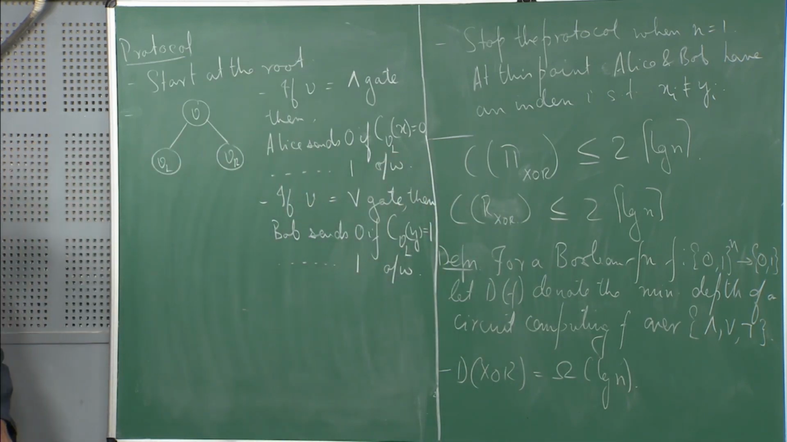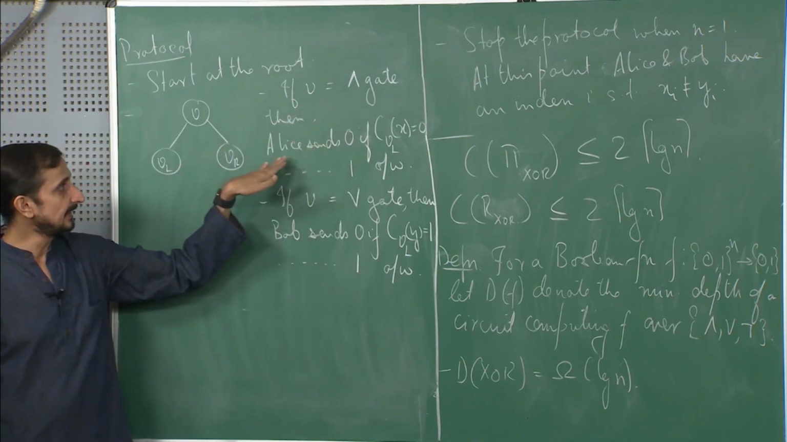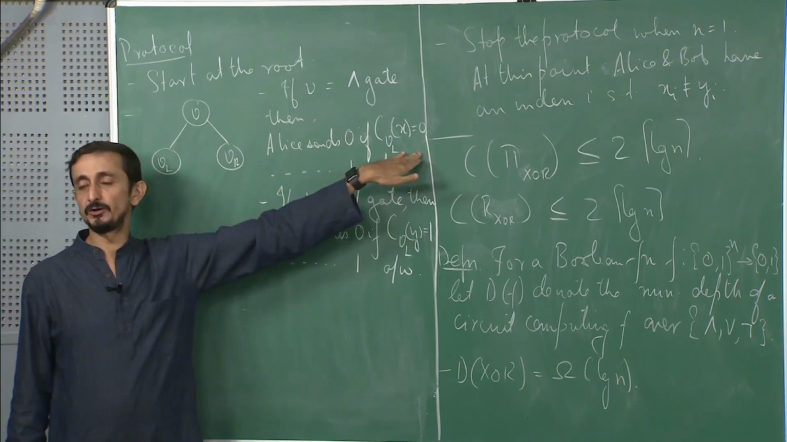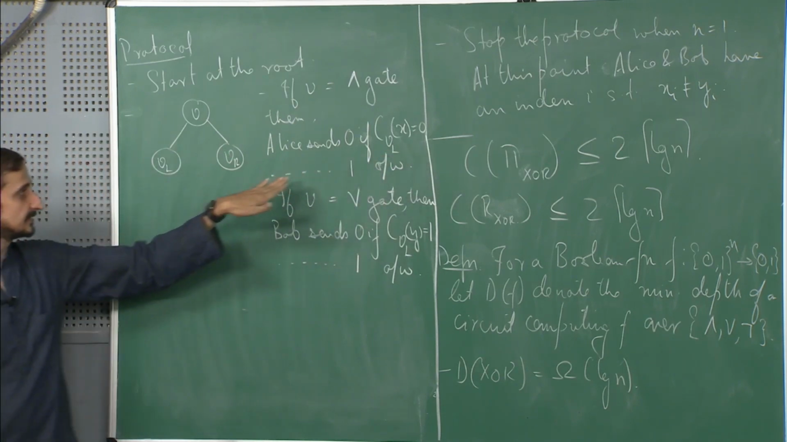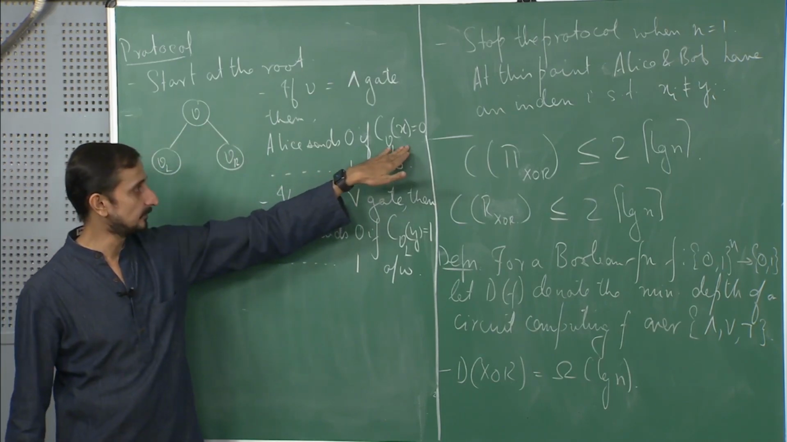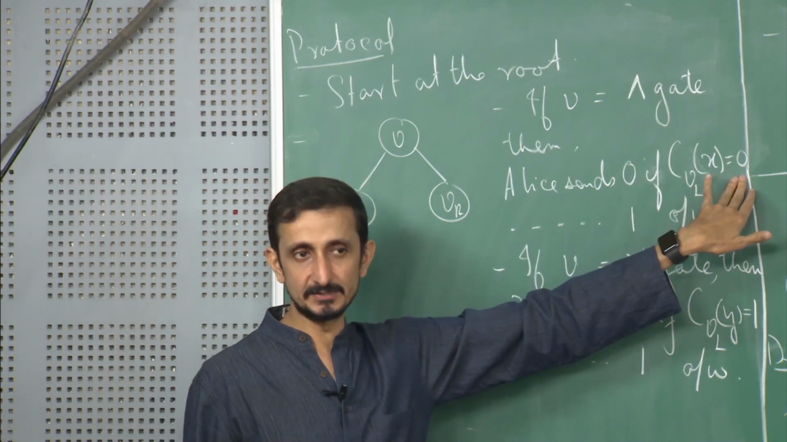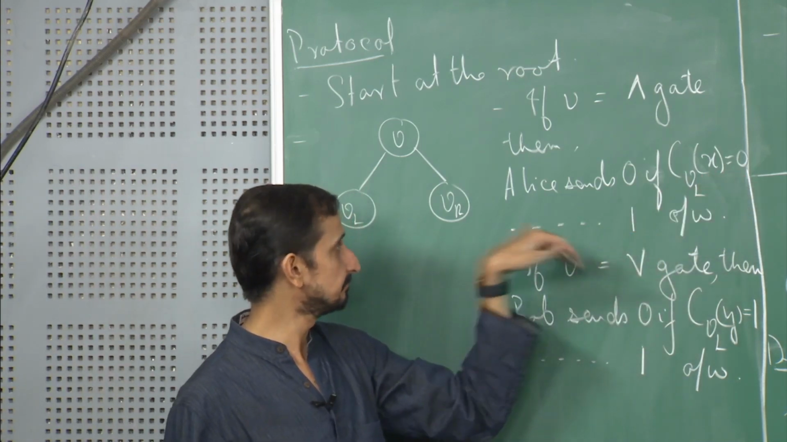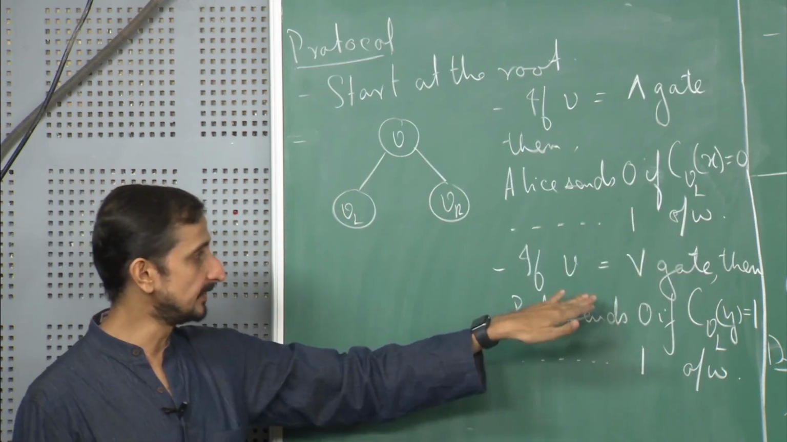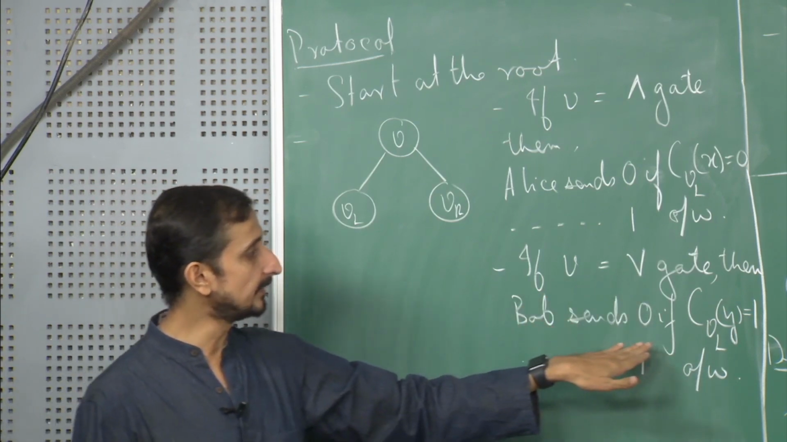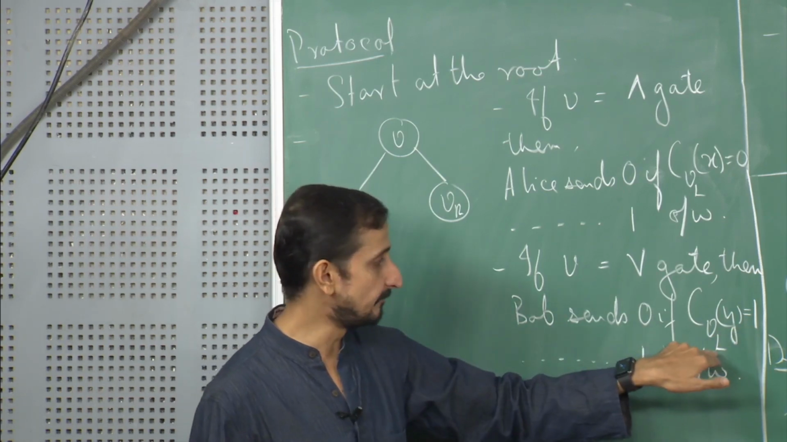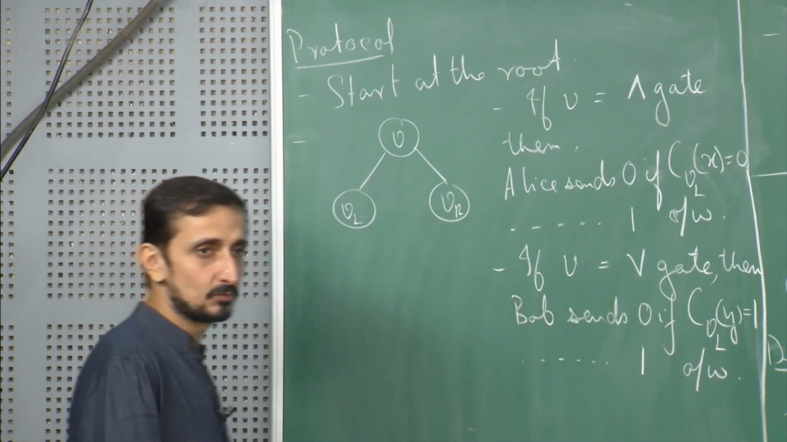Note we are doing exactly the same. If V is an AND gate, then Bob doesn't have to decide. Alice basically decides which direction to go to. Alice sending 0 means that Alice is telling, okay, go left now, because at the left child the invariant is maintained. And if the invariant is maintained at the right, then Alice sends 1. And Bob basically does the same thing. If V is an OR gate, then Bob sends 0 if the invariant is maintained at the left node, and Bob sends 1 otherwise.